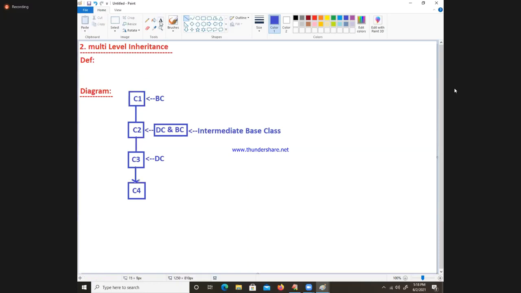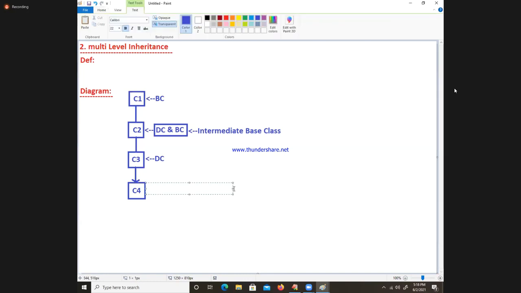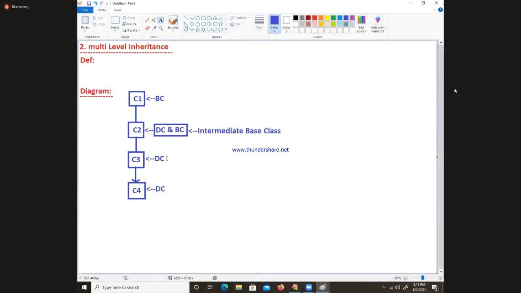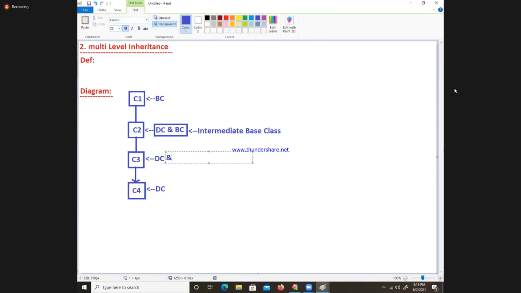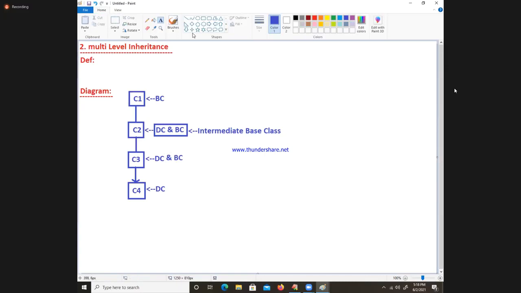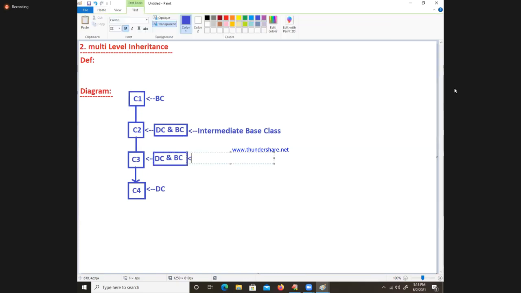C4 is called which class? Derived class. And C3 is called which class? It is a base class. So this C3 class is acting as both a base class and a derived class. Hence it is known as what? Intermediate base class we can call.